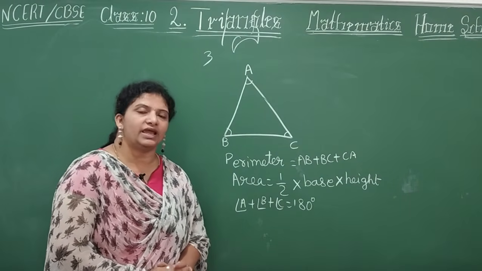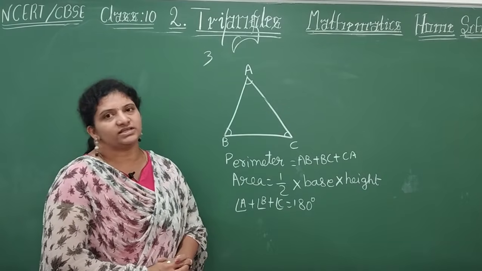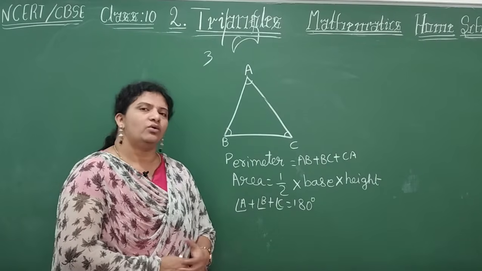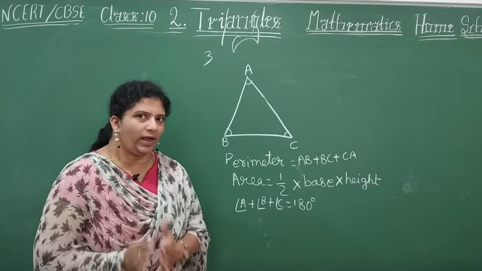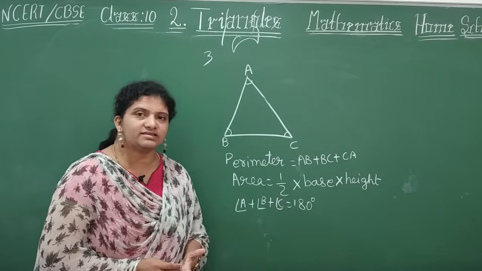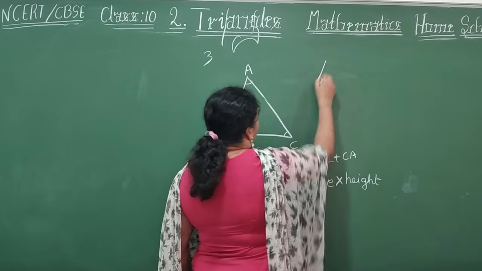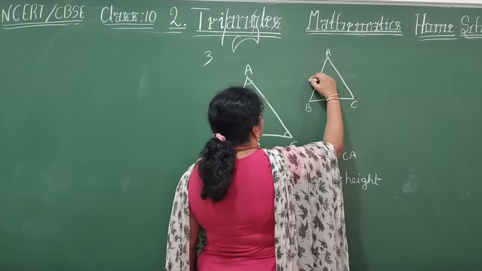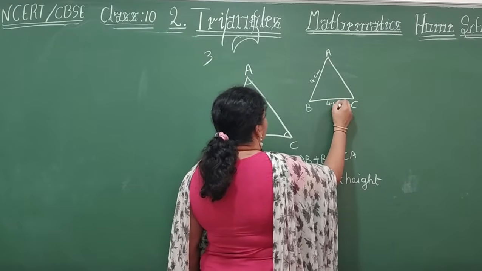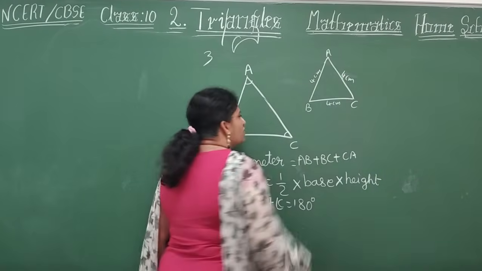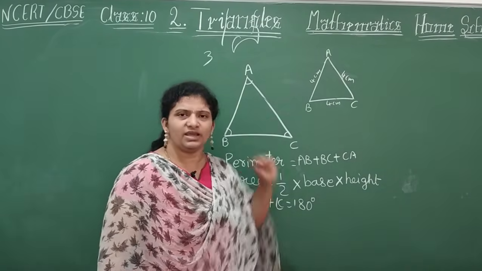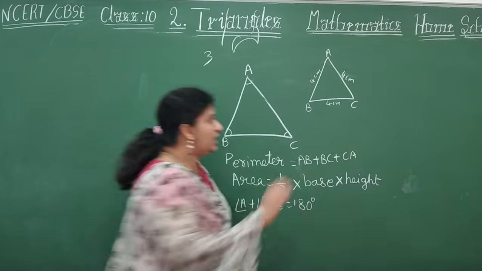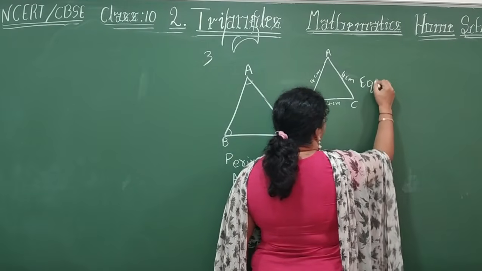Triangles are classified according to their sides. What is that, children? Equilateral triangle. Let's talk about the first triangle. It is the equilateral triangle. When we talk about equilateral triangle, equal means all sides are equal. Suppose you have an equilateral triangle, observe here, A, B, C. So 4 centimeters, 4 centimeters, 4 centimeters. So what happened here? All sides are equal. Side lengths are equal. So therefore, which type of triangle is it? It is an equilateral triangle.